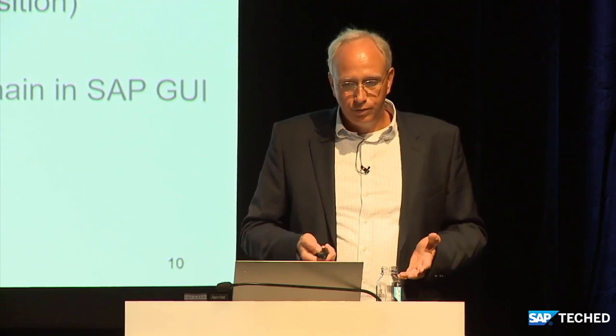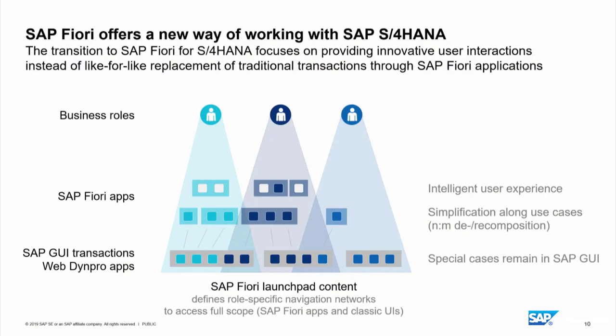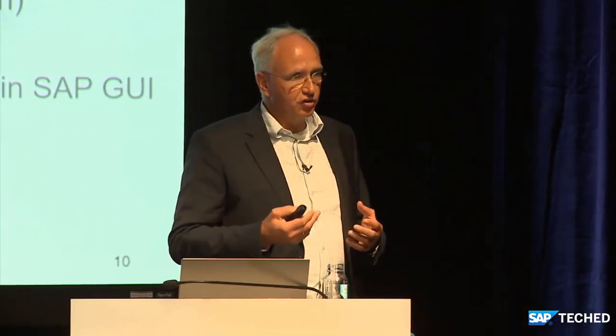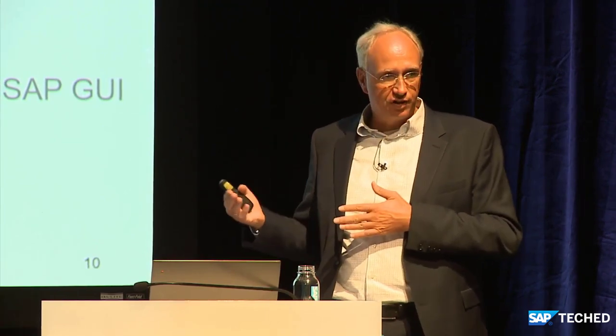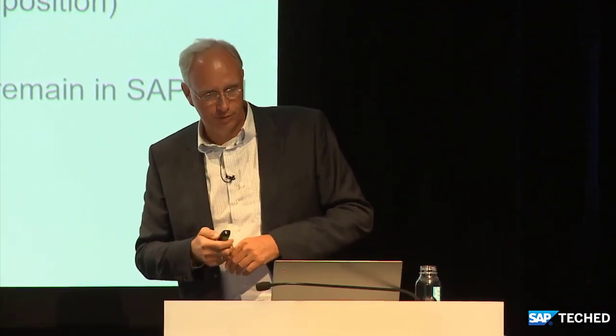Now, how to get this all to a user? We put all the transactions and Fiori apps which belong to one user in a user role and create Fiori Launchpad content for this. Fiori Launchpad content at the end defines the navigation network for a user, a role-specific navigation network. And that's quite important, and this is also the part that makes things a little bit complicated because that's fundamentally different to everything you know from the past, especially looking into authorization management. Authorization management was done in the past based on functional authorizations. Now you have to do a role-based authorization management, starting really from an end-user perspective.